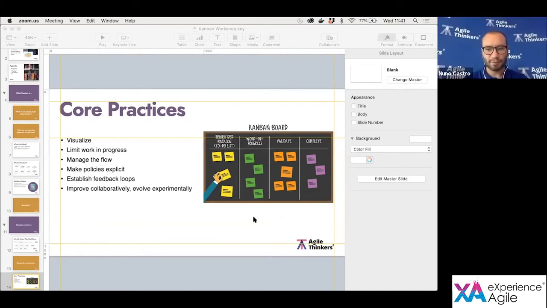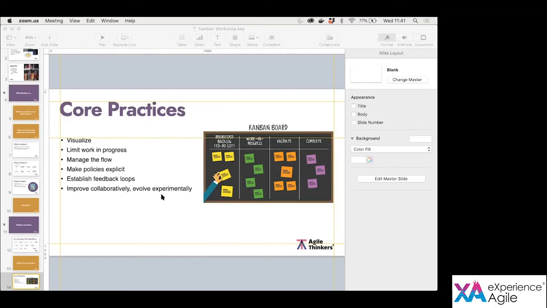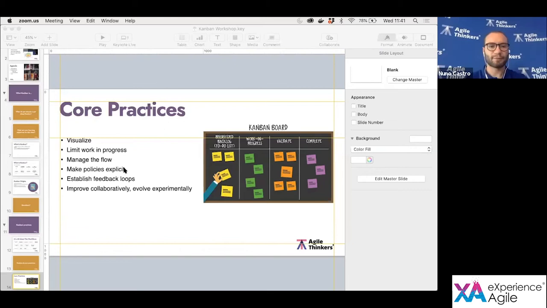Isaac Souza, Mario Pereira, and Octavio Coreta. Which one do you want, guys? I would like to participate in make policies explicit, please. All right, make policies explicit. And just breakout room number two: André Pinheiro, Mario Silva, and Rui Pedro Pereira. You guys will go with the last one, right?